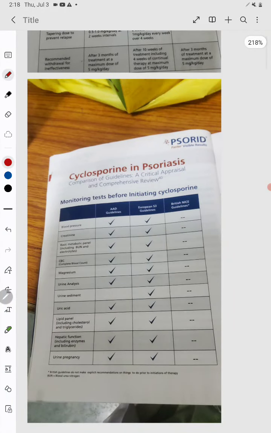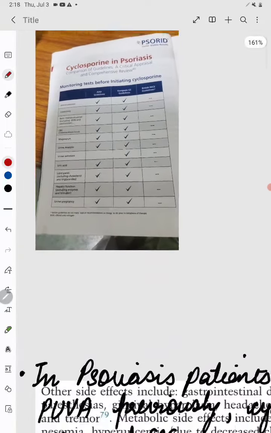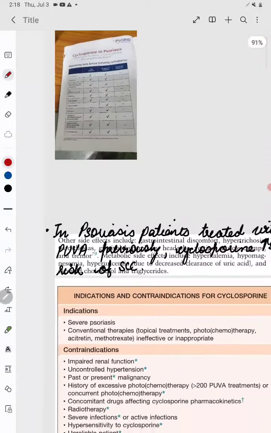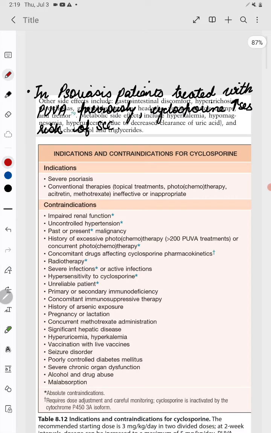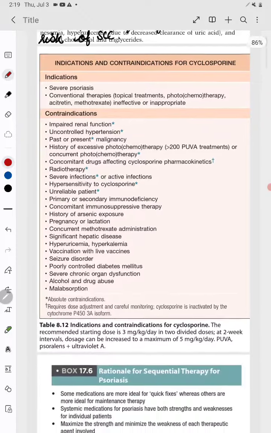Similarly, these are the things that you have to monitor before initiating cyclosporine: blood pressure, creatinine, BUN, CBC, magnesium, urine analysis, urine sediment, uric acid, lipid panel, hepatic function, and urine pregnancy. Now, indications and contraindications: severe psoriasis. We all know the indications. The contraindications are hypertension, renal impairment, malignancy, excessive photochemotherapy, radiotherapy, etc.